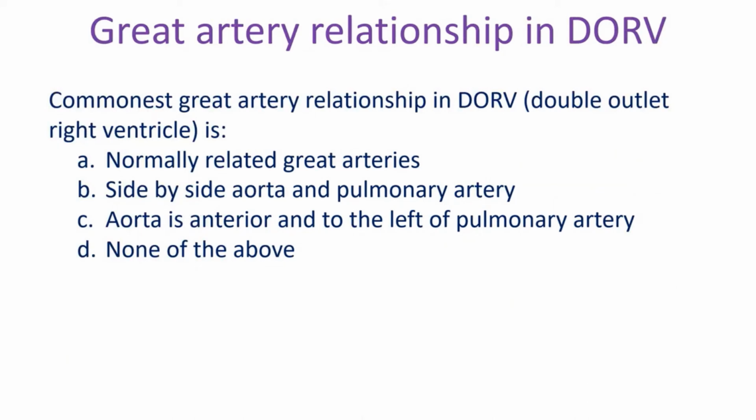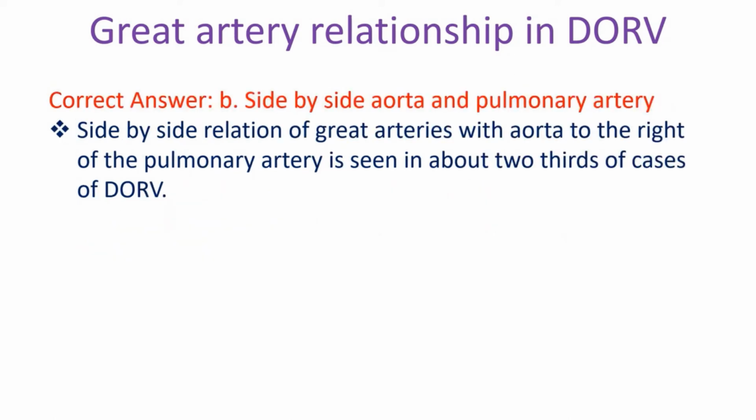Commonest great artery relationship in double outlet right ventricle is A. Normally related great arteries, B. Side-by-side aorta and pulmonary artery, C. Aorta is anterior and to the left of pulmonary artery, D. None of the above. Correct answer B. Side-by-side aorta and pulmonary artery. Side-by-side relation of great arteries with aorta to the right of the pulmonary artery is seen in about 2/3 of cases of DORV.